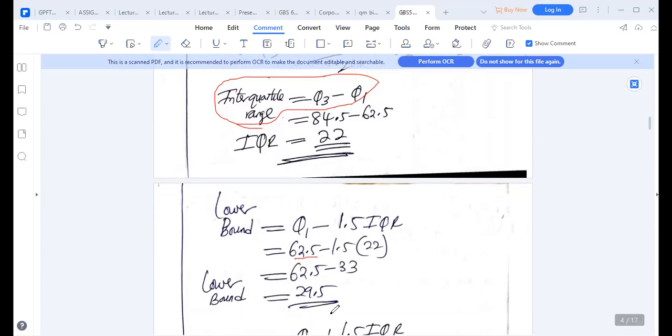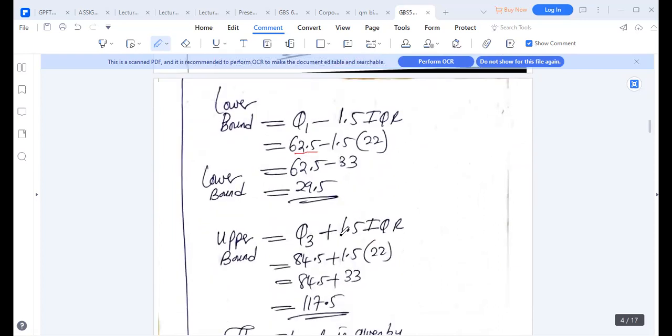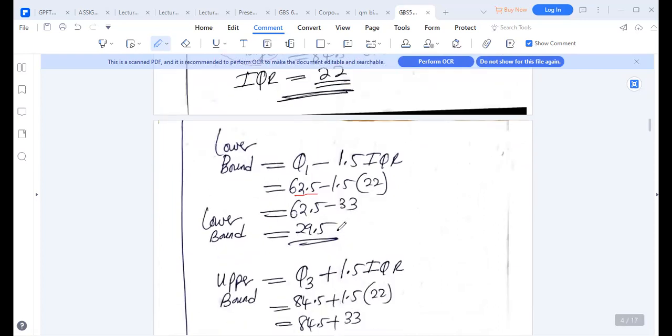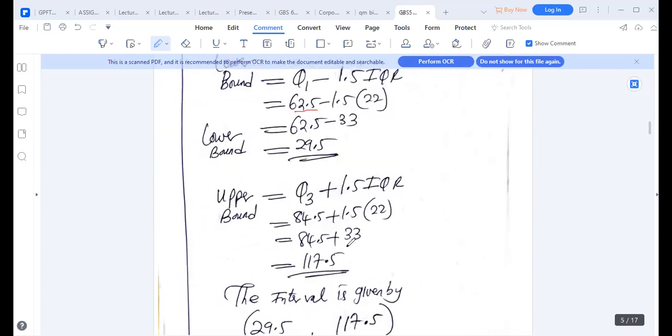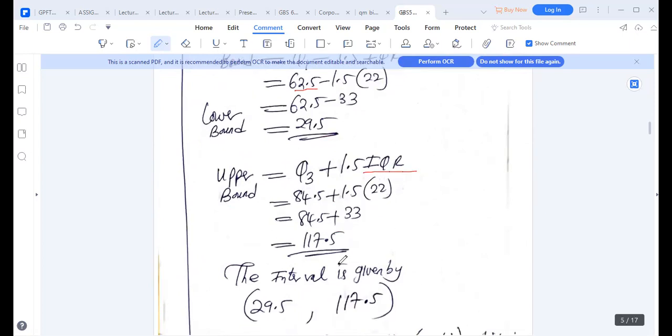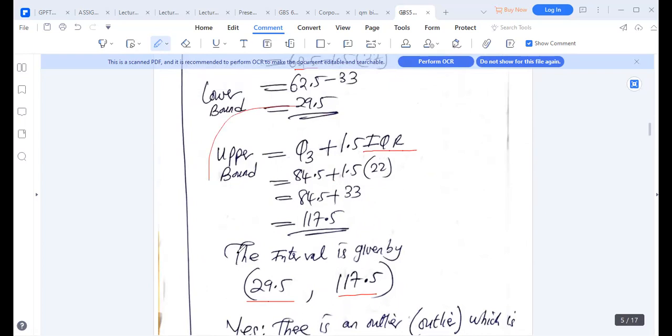So from here now, we have to find the upper bound, which is Q3. Q3 is the upper quartile, which we found at 4.5, plus 1.5 times the interquartile range, which gives us 117.5. The interval is given by 29.5 for the lower bound and 117.5 for the upper bound. This is the lower bound, and this is the upper bound.